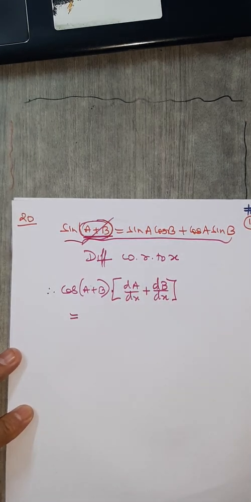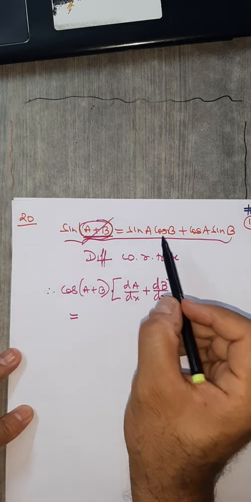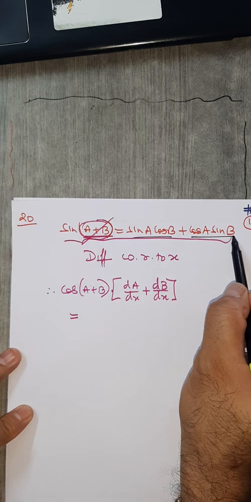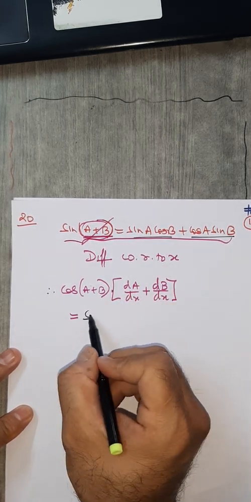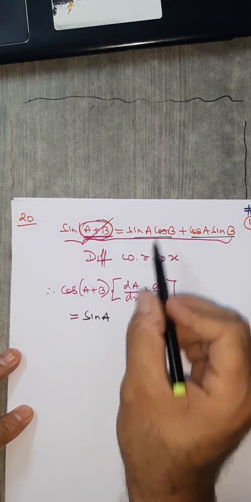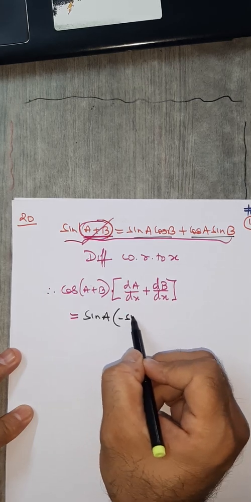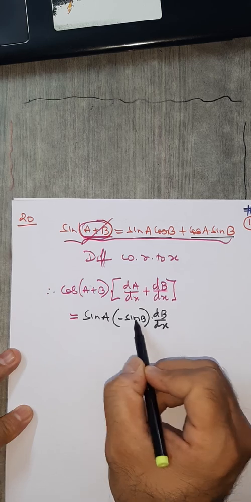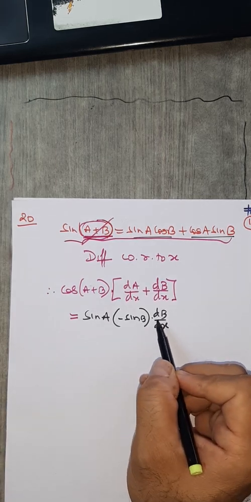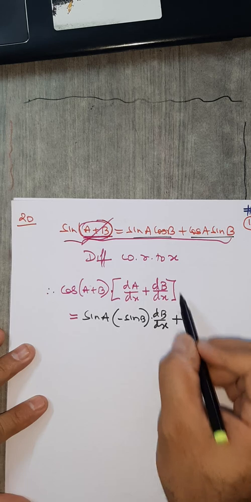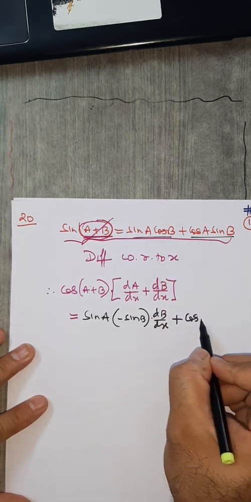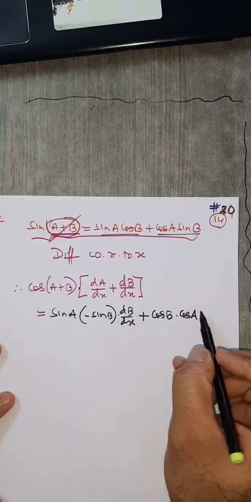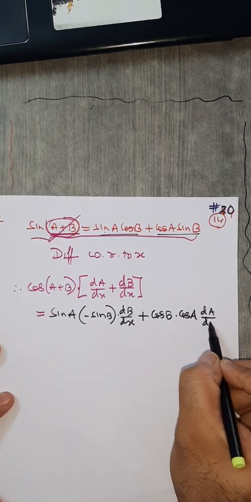That is equals to, now on the right hand side, you have two terms. Here product, so use the product rule. Here product, use the product rule. I'll keep sine a as it is. Differentiation of cos b, which is minus sine b into dB by dx by chain rule, remember. Differentiation of b with respect to x. Plus, now cosine b as it is into differentiation of sine a. What is that? Cosine a into dA by dx.